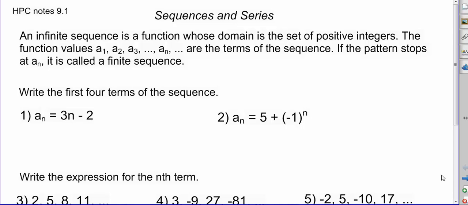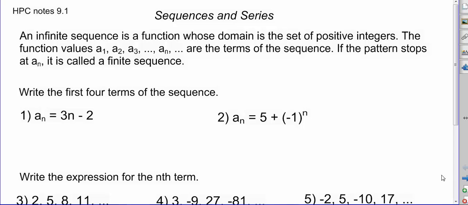An infinite sequence is a function whose domain is the set of positive integers. The function values a sub 1, a sub 2, a sub 3, so on to a sub n are the terms of that sequence. If a pattern stops, we say at a sub n, but really what we mean is if it stops anywhere, it's finite. We call those sequences. If it's infinite, we have another name for it, a series. We'll look at that later.